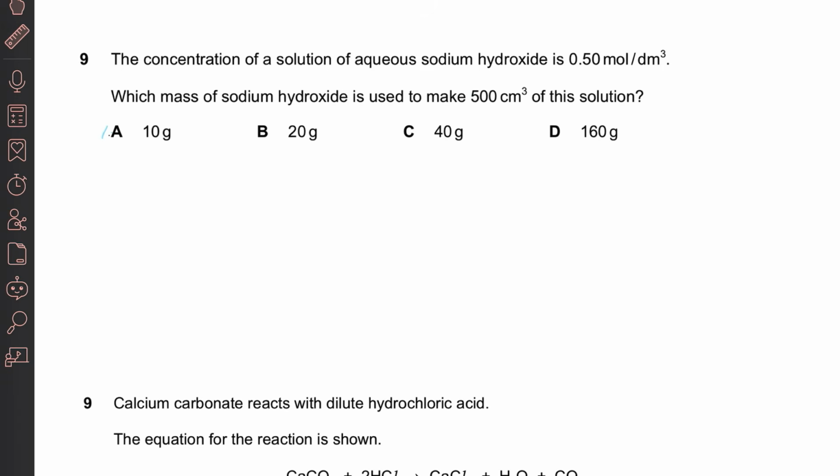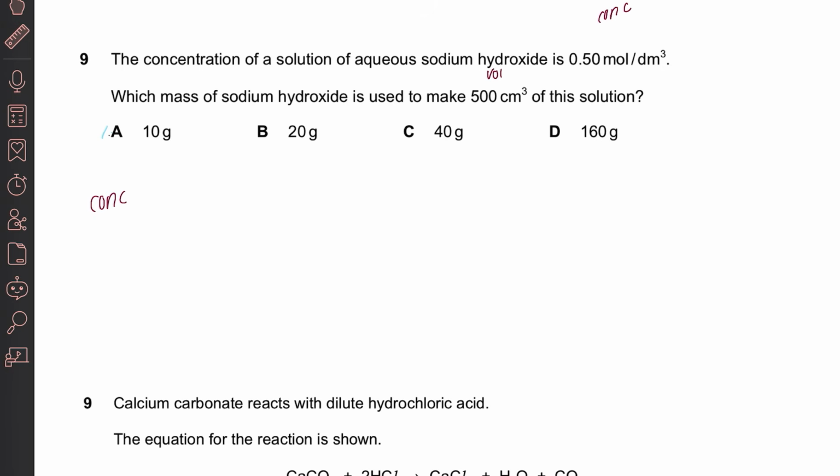Okay, so the first question says that the concentration of a solution of aqueous sodium hydroxide is 0.5 mole per decimeter cube. Which mass of sodium hydroxide is used to make 500 centimeter cube of this solution? So you have the concentration and you have the volume, but you don't have the mass.